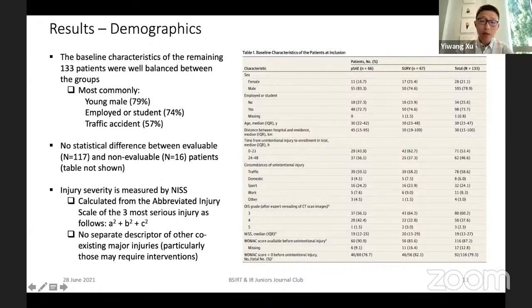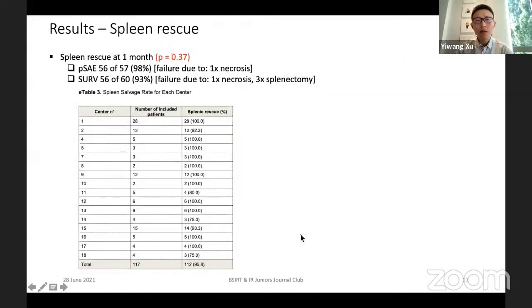I can't find in the paper or the supplementary material a separate description of other injuries that these patients have suffered, particularly other organ injuries that may already require intervention, with or without a splenic intervention.